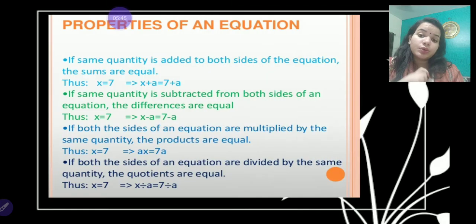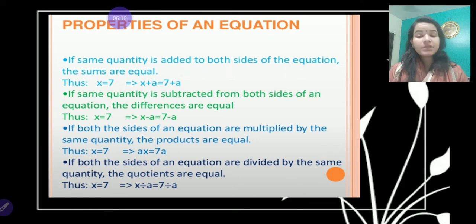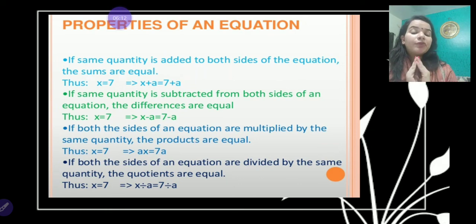Children, when I teach you the examples, it will be more clear to you. So don't worry, this topic will be clear. Now, first of all, know the properties of an equation. If the same quantity is added, subtracted, multiplied or divided on both sides, listen to this carefully: if you are adding, subtracting, multiplying or dividing any number on both sides of the equation, it will not make any difference to your equation. Your equation remains the same.